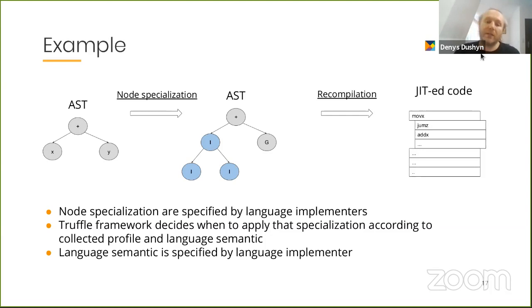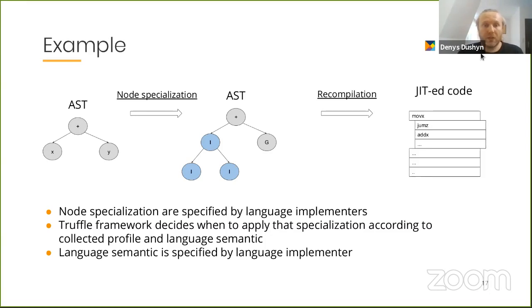So it's not a static operation where Truffle and Graal JIT the code only once. From time to time, it will be de-optimized because new information is available and new specializations may be applied. So these node specializations are specific for each language and usually specified by the language implementers.